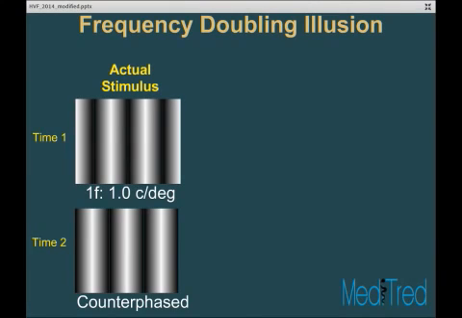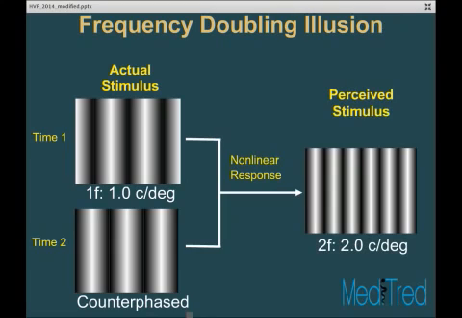Selective functional testing with FDT, or frequency doubling, exploits the frequency doubling illusion that was initially described in the 1960s by Kelly. In this illusion, you're seeing a grating of black and white bars that's counterphase flickered at a very high frequency. So to a retinal ganglion cell, these flickering bars look like an object that's actually moving across the retinal surface. And the illusion is the perception here that you actually have twice as many bars as there actually are in the stimulus.